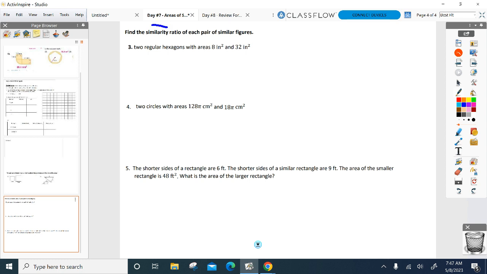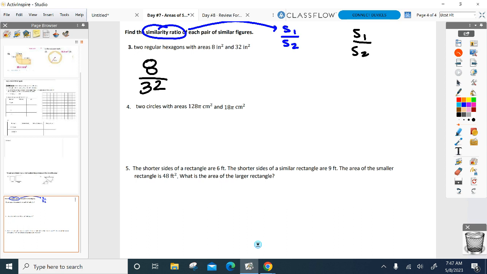Find the similarity ratio. What am I asking for again? S1 over S2. That's what I'm asking. That's similarity ratio. Scale factor, the book will use. Find the ratio of the sides. All right, we know the areas are 8 to 32. Right? 8 to 32. So 8 over 32 are the areas. What's the side ratio then? Well, think about it.